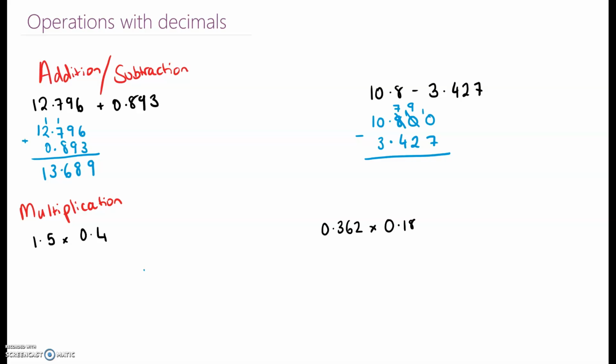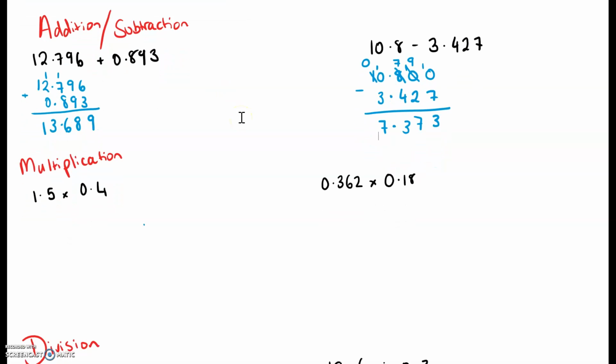So now we're left with 10 minus 7, which is 3. 9 minus 2, which is 7. 7 minus 4, which gives us 3. Same problem here, we're going to need to borrow from this 0 here, so we make that 1 down to a 0, that becomes a 10, so 10 minus 3 gives us 7. Okay, so our answer is 7.373.